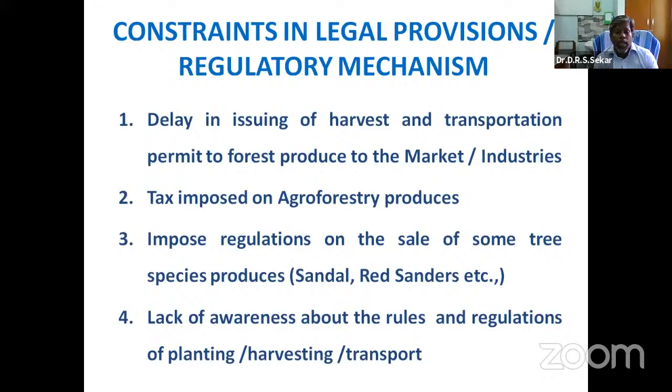Regulation is imposed on the sale of some of the tree products, particularly sandal and red sandal. Sandal and red sandal again come under CITES in international trade. At least for sandal, cultivation has now been liberalized in Tamil Nadu and Karnataka. Farmers are growing sandal trees in their farmlands. Earlier that was not the case, but the only thing is that the harvesting procedure is a little in the hands of the forest department. We have to intimate them, they will come and harvest, they will keep their respective share, and payment is made in different schedules.